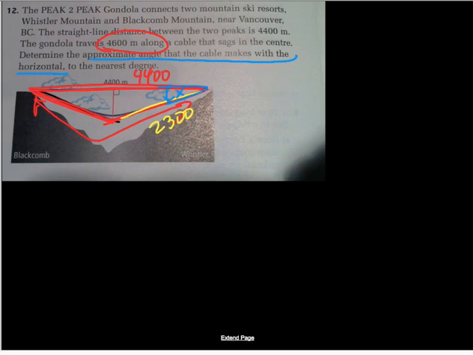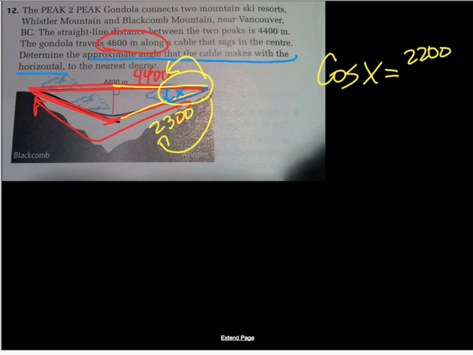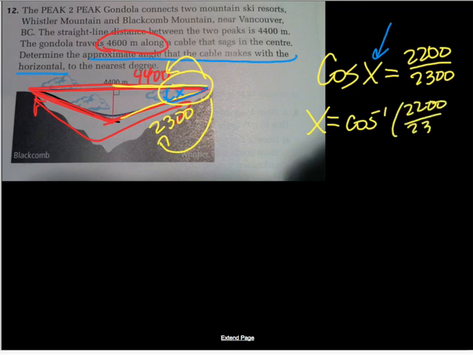All right? So in doing that, I'll set up the ratio. From this angle right here, I'm working with the adjacent side and the hypotenuse, which in this case is going to be a cosine. So I would write cos of x is going to be 2,200, because that distance here is going to be 2,200 if the whole thing is 4,400, divided by 2,300. And again, I'm looking for the angle in this case, and I've got to use the inverse function. So I would say that x is going to equal cos to the -1 of 2,200 divided by 2,300.